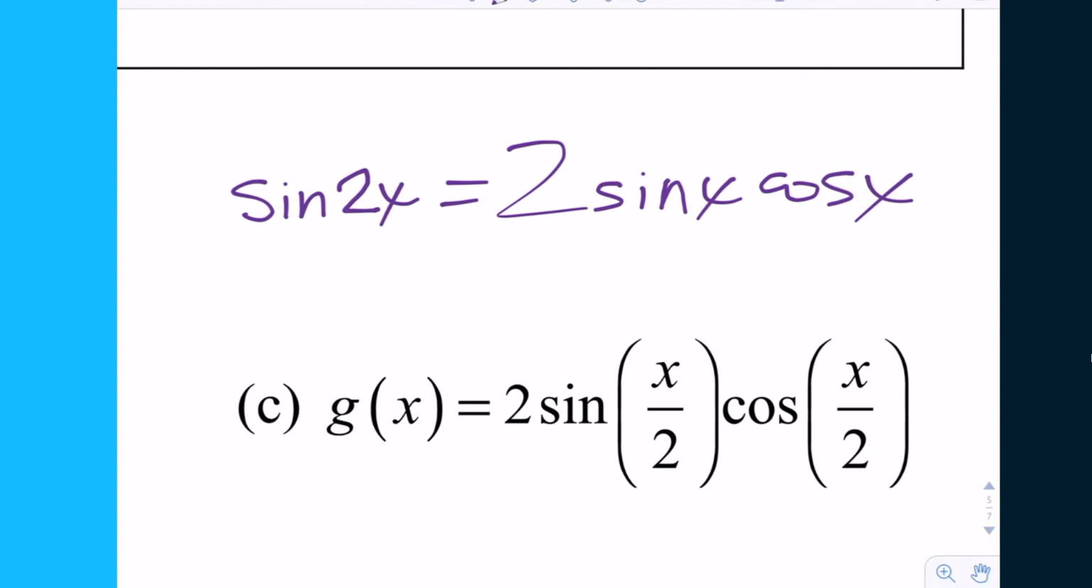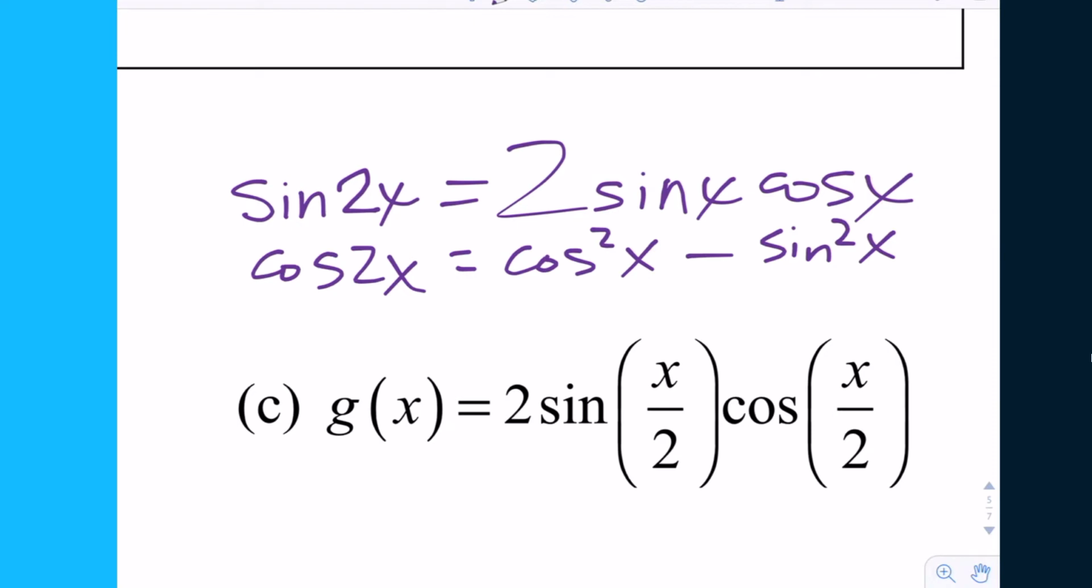There it is. Sine of 2 times an angle is equal to 2 times sine of the angle times cosine of the angle. And the other one you need to know is cosine of 2x. That one's a little bit easier to remember because it's like the bizarro Papa Pig. It's cosine squared, not plus sine squared, but cosine squared minus sine squared. Yeah. You need to know those.